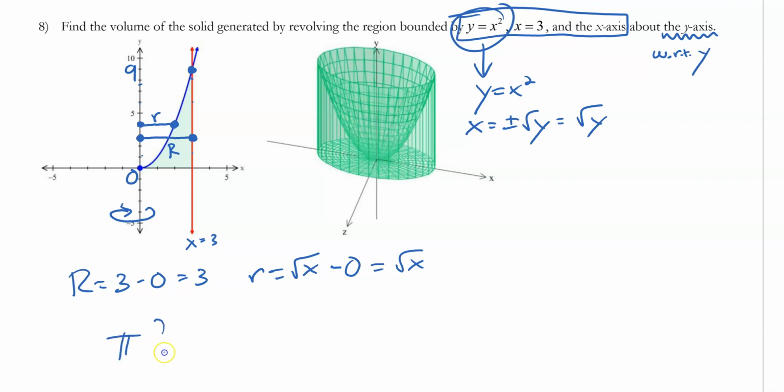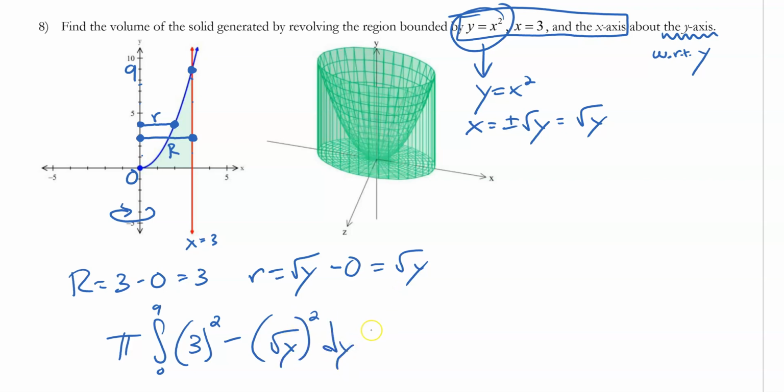So we're going to go pi integral from 0 to 9, big R squared, so 3 squared, minus little r squared, root y squared. Sorry, it's supposed to say root y, not root x. I'm sure you guys caught that as you were watching. dy. Everything with respect to y, because we have a vertical axis of revolution. And this would be pi integral from 0 to 9 of 9 minus y dy.